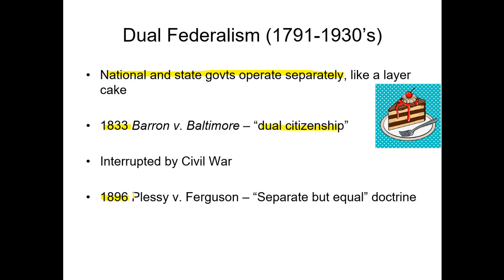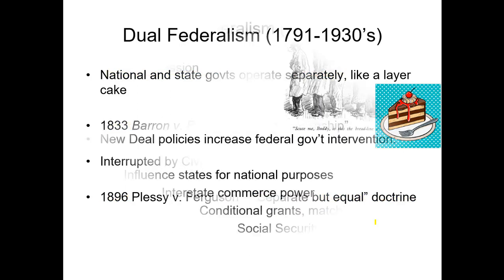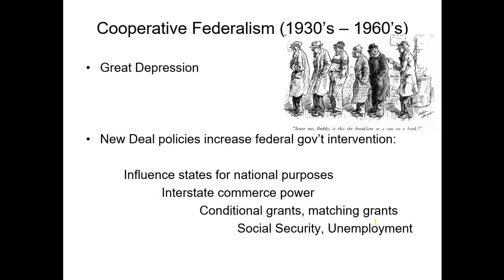And this Supreme Court decision actually enforced the idea of separate but equal, which literally legalized segregation. So as we get into the 20th century, we see that the states are operating quite separately from the federal government. But that all came to a big shift with the Great Depression. The economy collapsed. Franklin Roosevelt was elected based on his New Deal policy, which would increase federal government intervention, particularly to try to get the economy back on track.